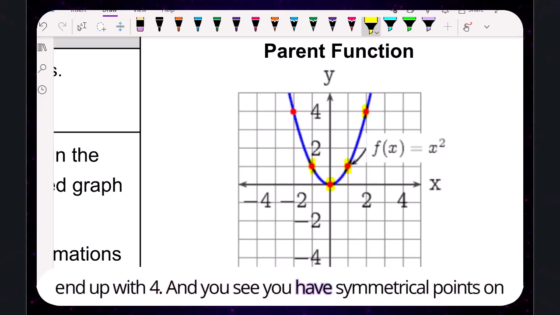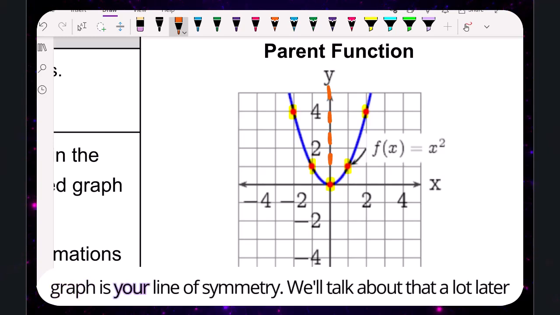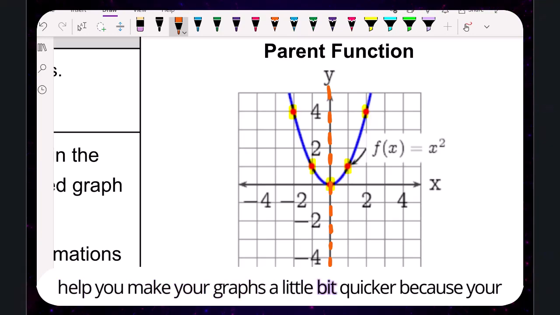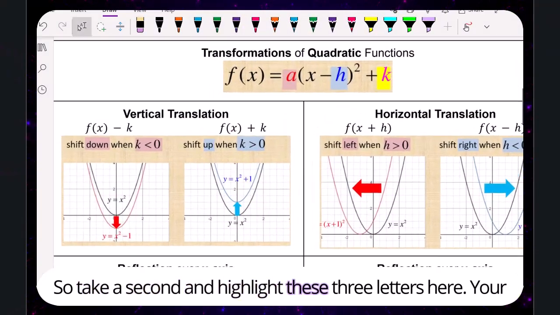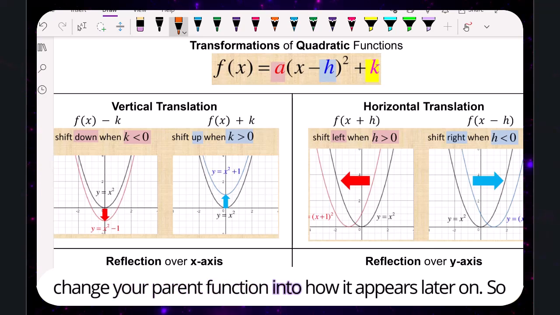And you see you have symmetrical points on the other side. Something that is not on your graph is your line of symmetry. We'll talk about that a lot later on in this chapter, but not so much today. That's just going to help you make your graphs a little bit quicker because your graph is symmetrical. So take a second and highlight these three letters here, your A, your H, and your K. Those are all of the things that will change your parent function into how it appears later on.